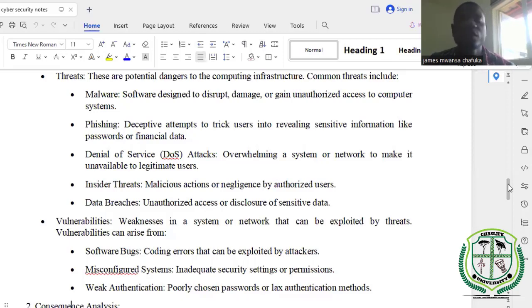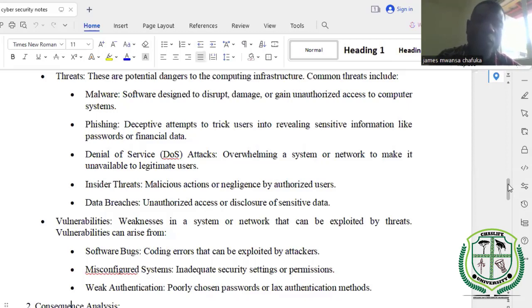And then we also have the data breach. This is where unauthorized access or disclosure of sensitive data occurs.